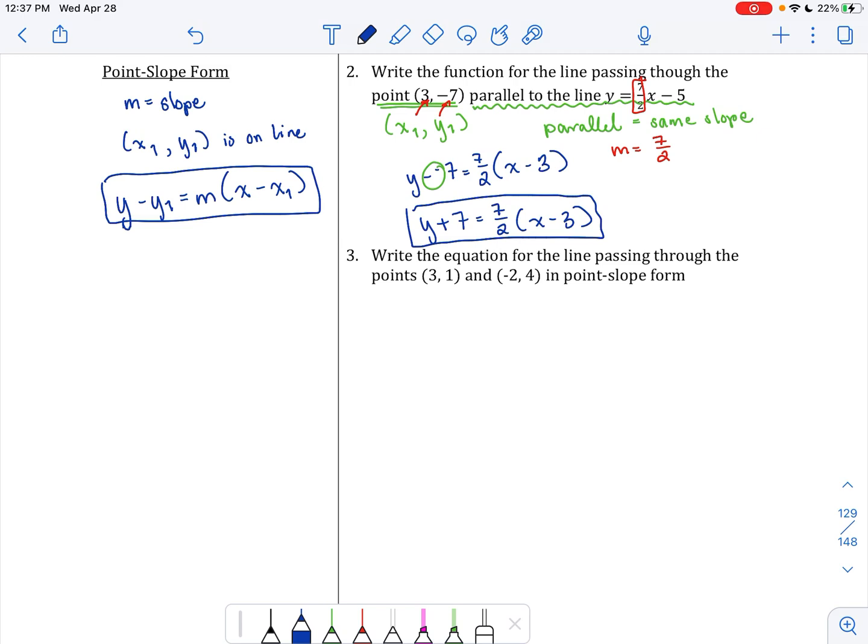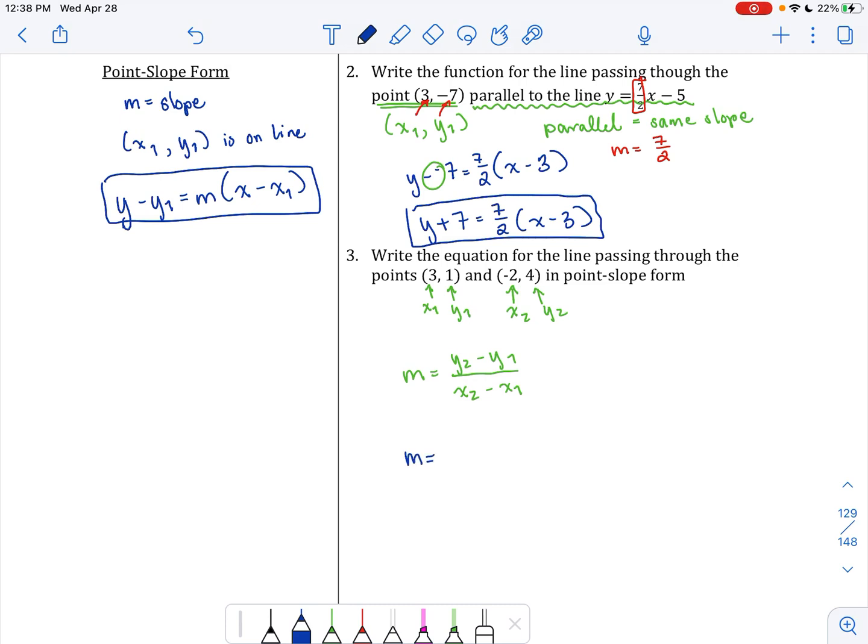Number 3, write the equation for the line passing through the points 3, 1, and negative 2, 4 in point-slope form. So we will, again, assign our x1, y1, and now we have a second x2, y2, and this is going to be really helpful for our slope formula, which is, again, y2 minus y1 over x2 minus x1.